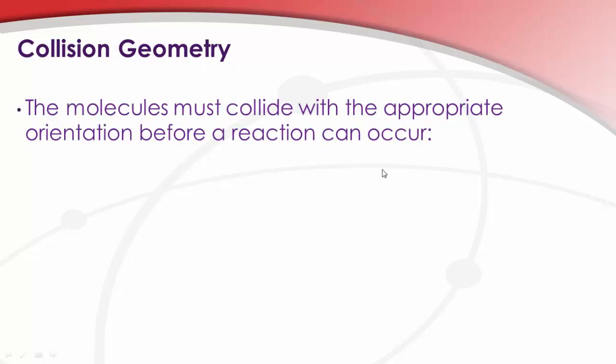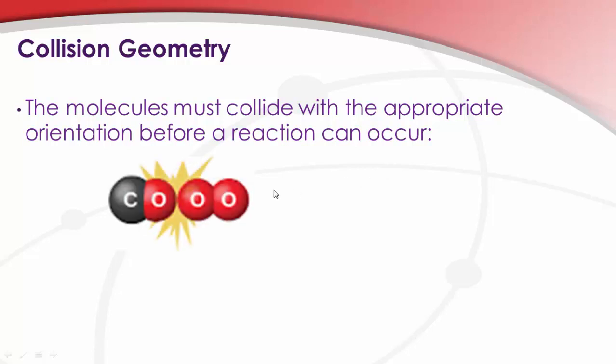Now here's why. If we take the example of carbon monoxide reacting with oxygen to generate carbon dioxide, we can have collisions where the oxygen molecule comes in contact with the oxygen side of the carbon monoxide molecule, and regardless of the energy level, no reaction is going to occur. It simply can't produce the transition state that we need.